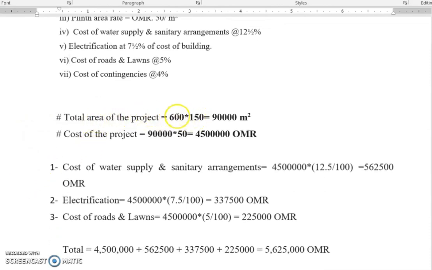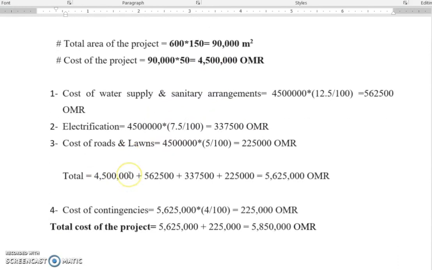قلنا 150 في 600 هذا مساحة المبنى الواحد، وهي عندنا 150 مبنى، فيطلع التوتال اريا هذا. والكوست اوف بروجكت إذا لأنه كل متر مربع يكلفنا 50 ريال، فبالتالي في 9000 يطلع عندنا 4 ملايين 500,000، 4 millions and 500,000 ريال. تمام. اوكي.